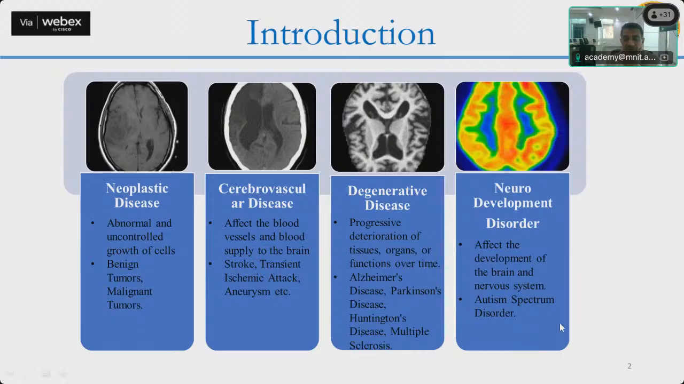Neurodevelopmental disorder. Basically it affects the development of the brain and the nervous system. Here autism spectrum disorder is there.